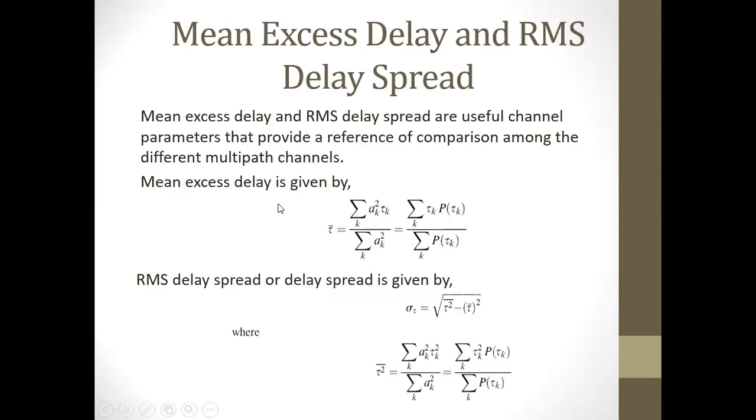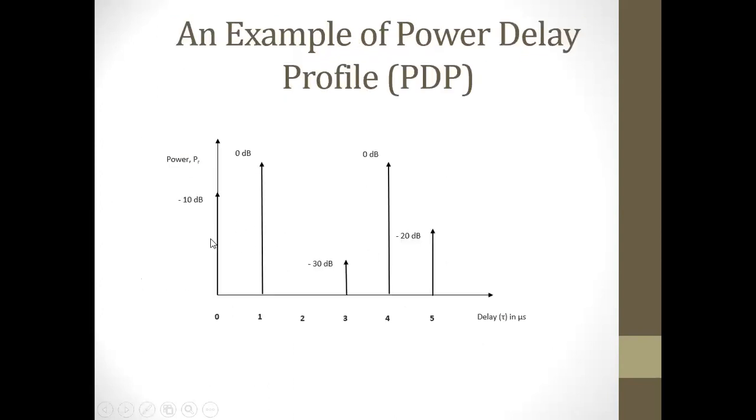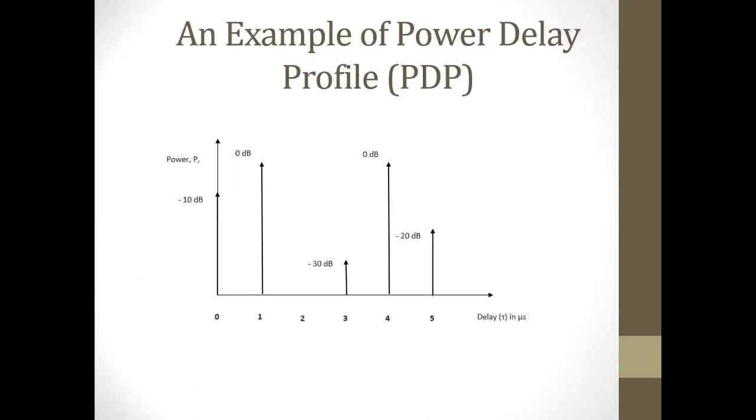So these products you sum up for the numerator, and in the denominator you sum up all the power contents, including the first one, which vanished in the numerator, but in the denominator it will have an impact. So just sum up all the power values. So here 0.1, 1, 0.001, here 0.01. Sum up all of them, that is the denominator. So it's called the mean excess delay. It gives you an overall idea about how the different power components are scattered or dispersed in time.